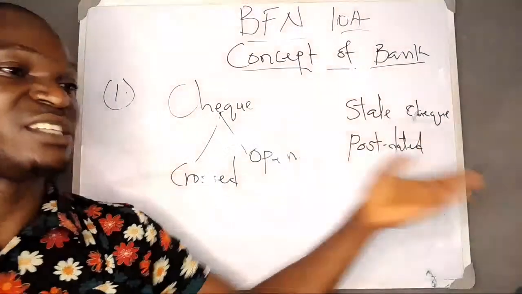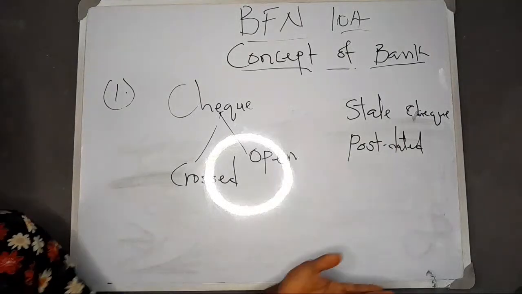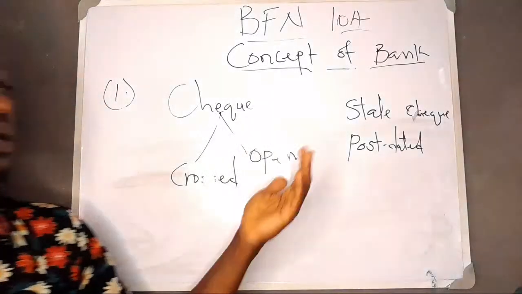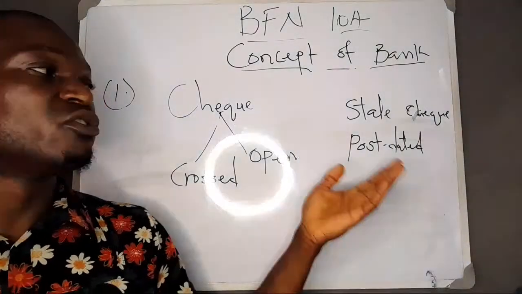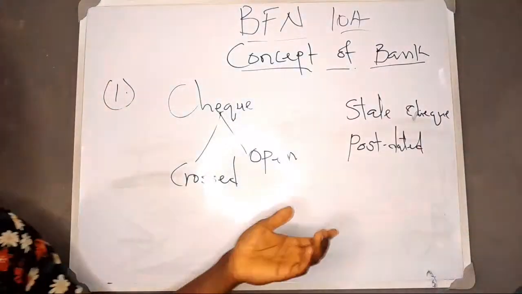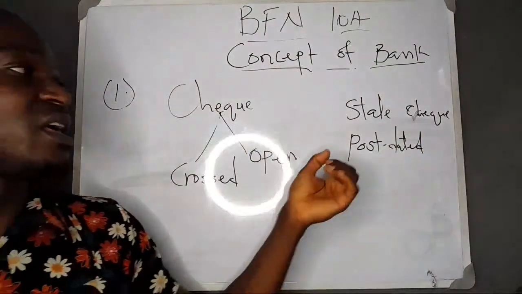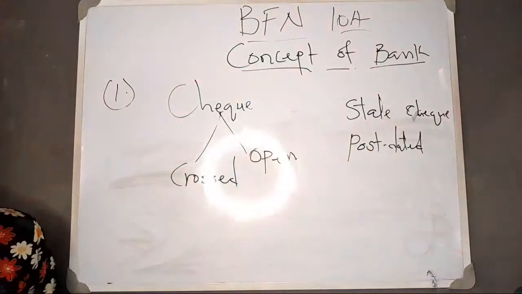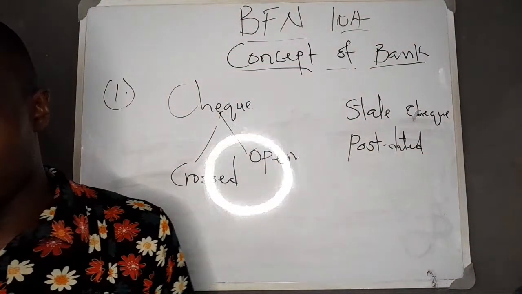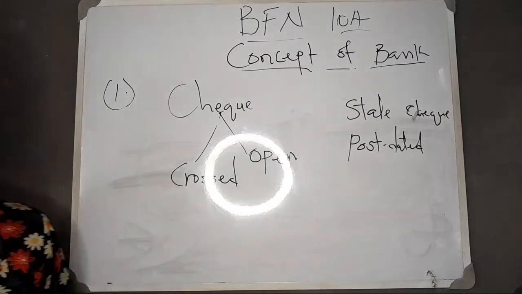A stale check is a check presented after the date written on it, and a post-dated check is a check presented before the date written on it. This type of check cannot be honored. It cannot be valid in the bank. It cannot be accepted in the bank. So these are some of the terminologies of a check transaction.